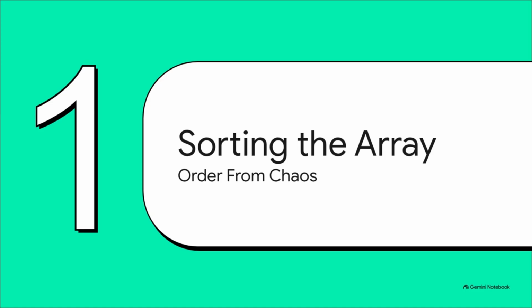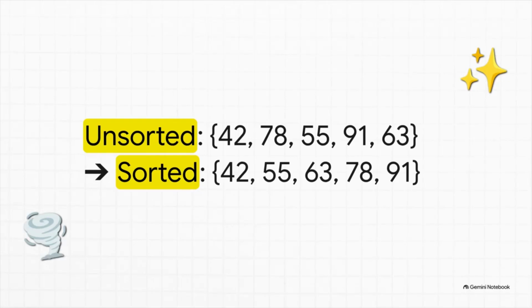Section 1, sorting the array, creating order from chaos. Okay, so this is our ultimate goal for the first half of this unit. We're bringing back our familiar 5-element marks array from previous units. It starts out pretty messy, right? We've got 42, 78, 55, 91, and 63. Our job is to get it perfectly sorted in ascending order: 42, 55, 63, 78, 91. Keep this exact transformation in your mind, because every single sorting algorithm we're going to look at has this exact same destination. They just take slightly different paths to get there.